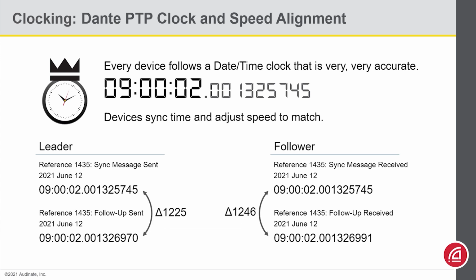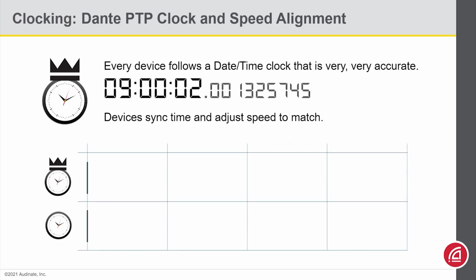If you figure out the difference in time between the two stamps from the clock leader and the two stamps from the clock follower, we can start to figure out if the follower's clock is running fast or slow, and we can start making adjustments to match. See, if all we did was resync every time a stamp came in, we would have jerky movement like this. But because we match speed, the follower's movement can be much smoother like this.